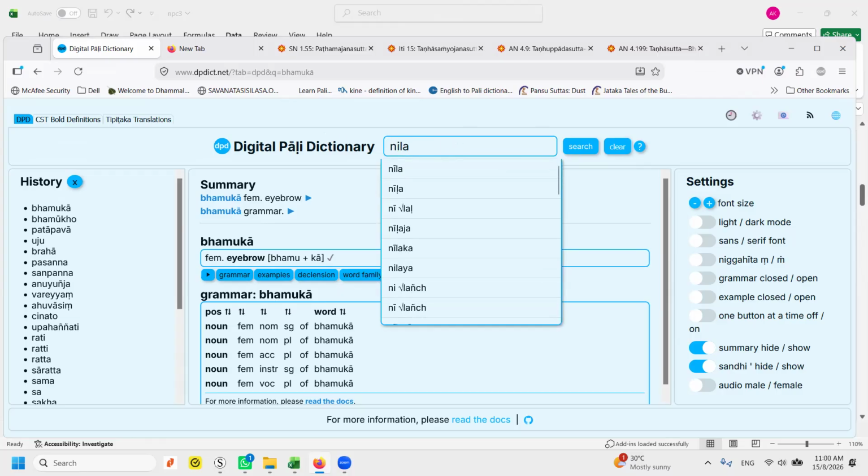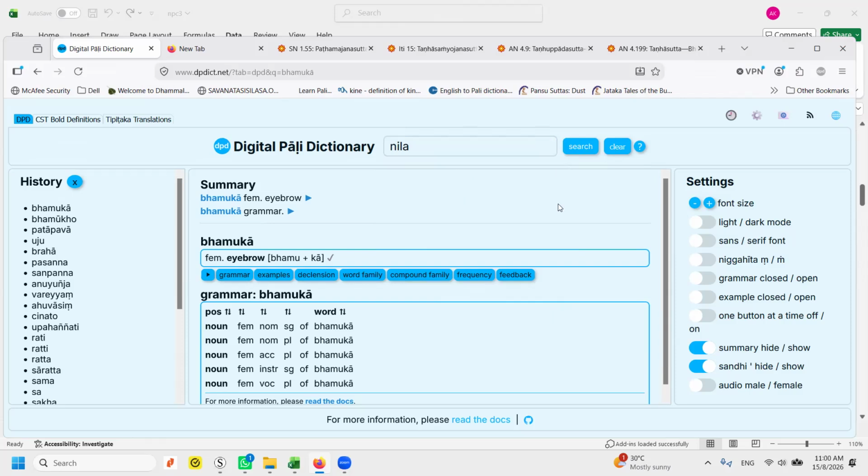In Pali it is Abhinila. Abhinila means highly blue, very deep blue, deep blue.